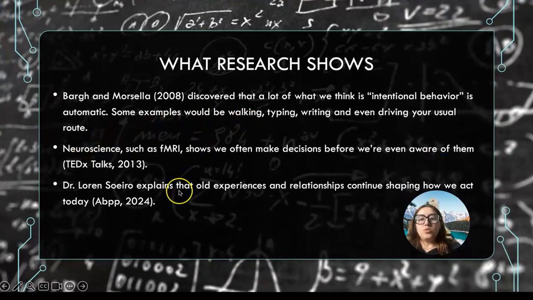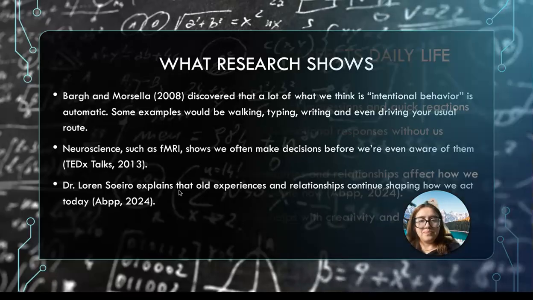What research shows, so research has shown that what we think is intentional behavior is actually automatic behavior. Neuroscience such as fMRIs scan our brain and show that certain areas light up when we make decisions that we aren't even aware of sometimes. And then it also explains that old experiences and relationships continue shaping how we act today.